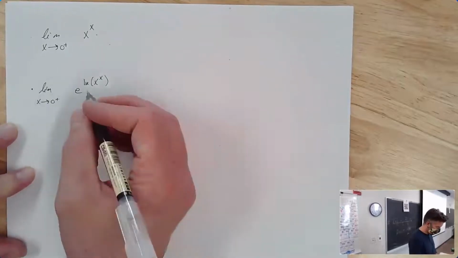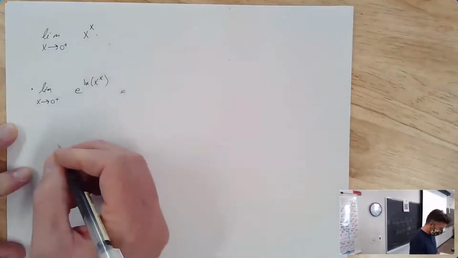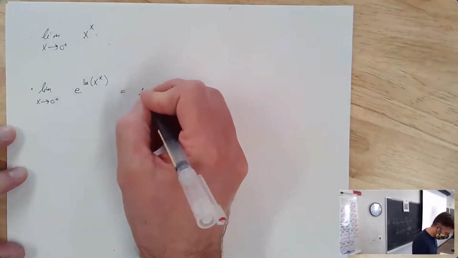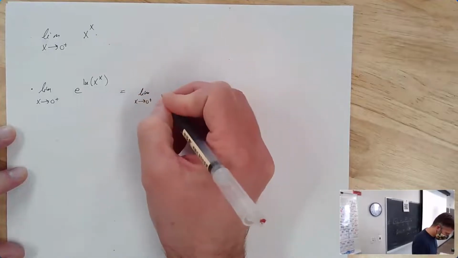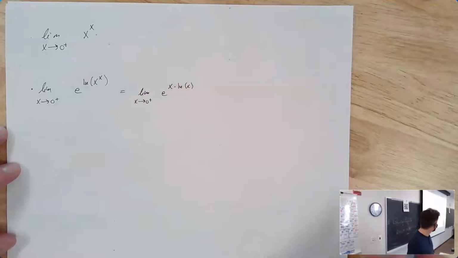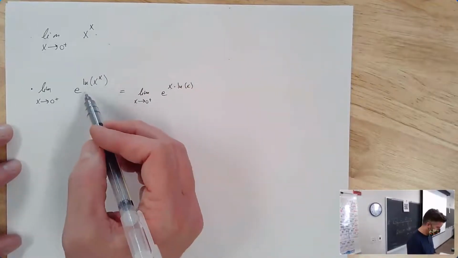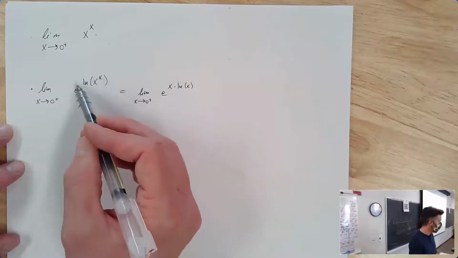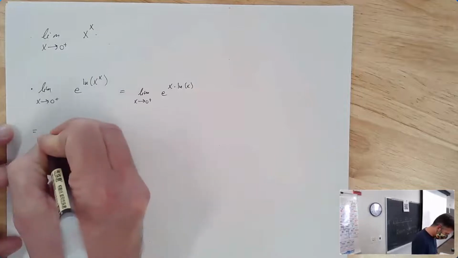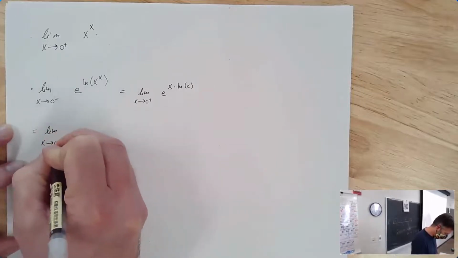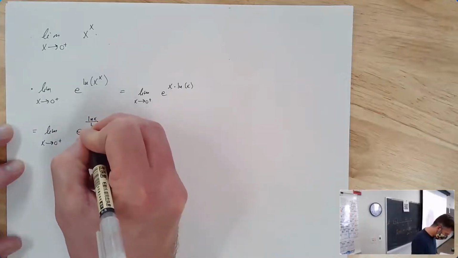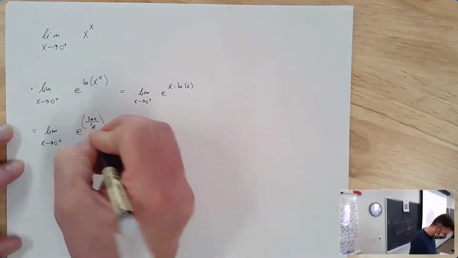So one way of doing this is to do it like this, and then I'm going to write this as, people like to write the limit in the exponent. So I'm going to write this as the limit as x goes to 0 from the right of e to the x times the natural log of x. But the whole reason of writing it this way, e to the natural log of x to the x, is so that you can bring down that x in front. And then I'm going to write this as the limit as x goes to 0 from the right of e to the natural log of x over 1 over x.